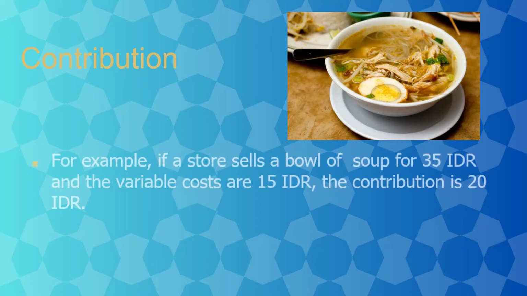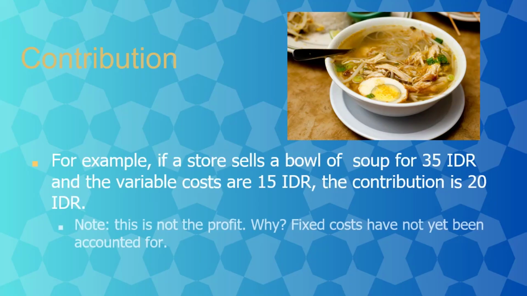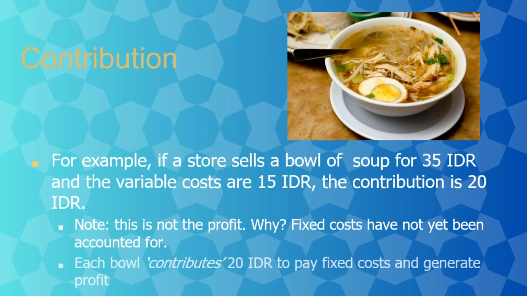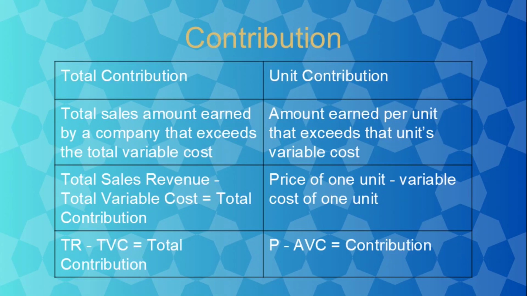Let's consider an example. If a store sells a bowl of soup for 35 Indonesian rupiahs and the variable costs are 15 Indonesian rupiahs, the contribution is 20 Indonesian rupiahs. This amount helps pay fixed costs and generate profit. Total contribution is the total sales amount earned by a company that exceeds the total variable cost. Unit contribution is the amount earned per unit that exceeds that unit's variable cost. Both are essential for understanding profitability.